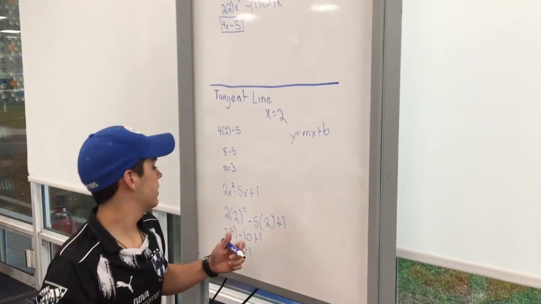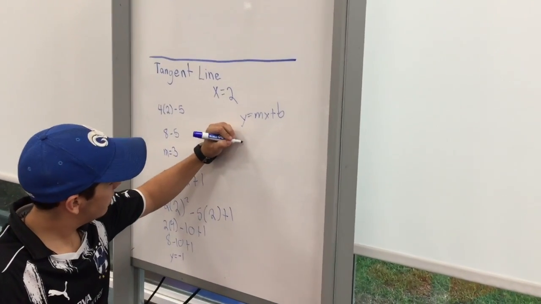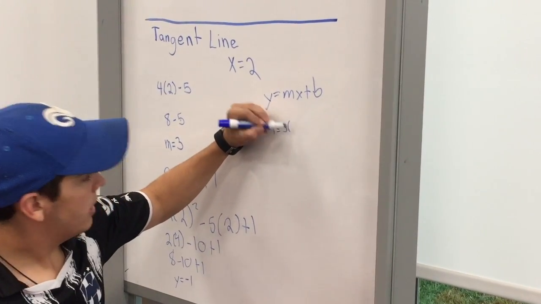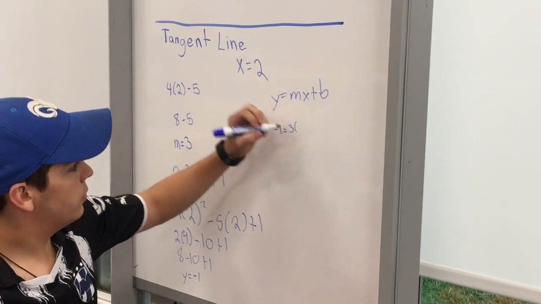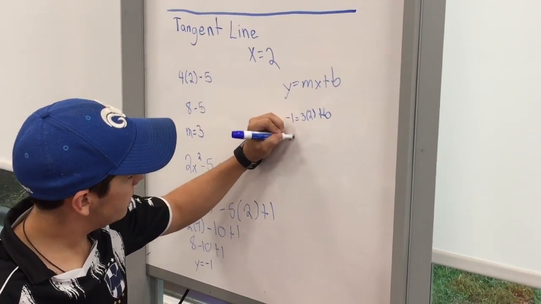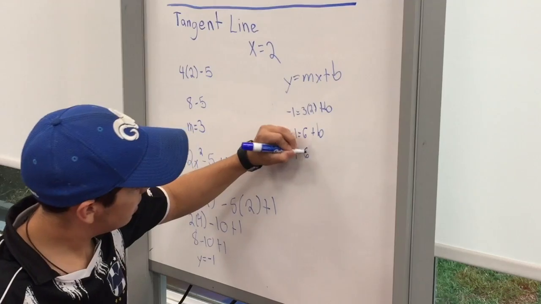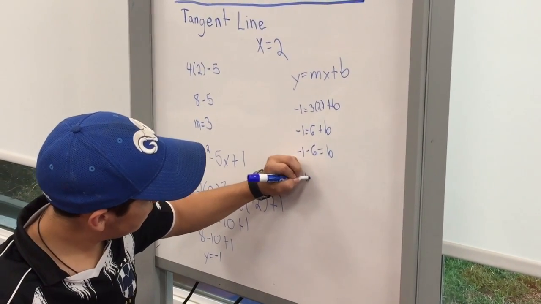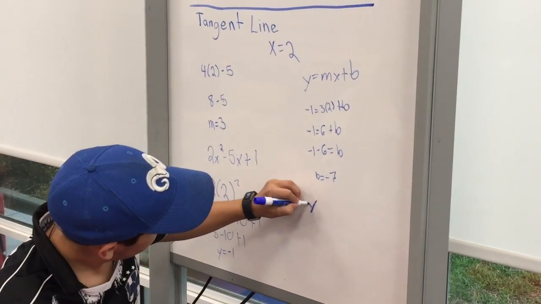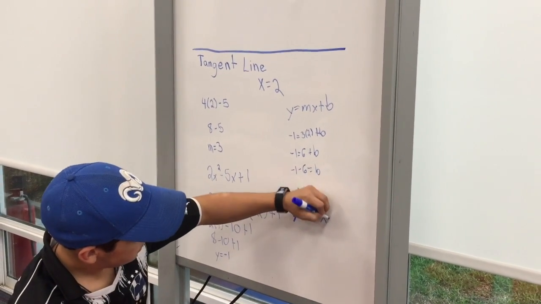And then when you get the y, you can now solve for b, because you have the m and the y. So you put here -1 equals 3 times x, and since for x you put a 2, plus b, which is -1, equals 6 plus b, you pass it subtracting, which is b equals -7, and you have the b now, so you just put the formula. It's y equals 3x minus 7.